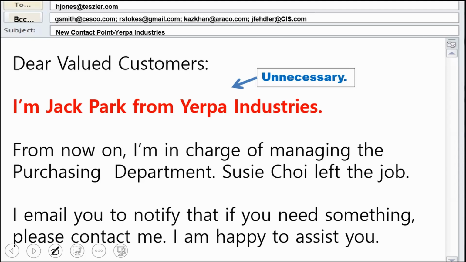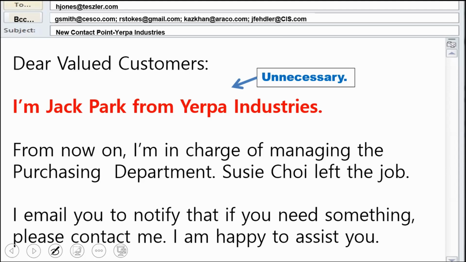It's really not necessary to say who you are and where you're from because that information is at the bottom. Underneath the valediction, your signature line, you write your name and you write your title and then your company name. So there's really no reason to write that. I'm Jack Park from Yerpa Industries. It's unnecessary, and usually Westerners, Americans, we don't do this. We just get right to the point of the email. Our name, our title, our company, that's all at the bottom of the email. Okay, so that's not what's important. What's important is the message. What is the message? Get to that right away. This is unnecessary. We can delete it.